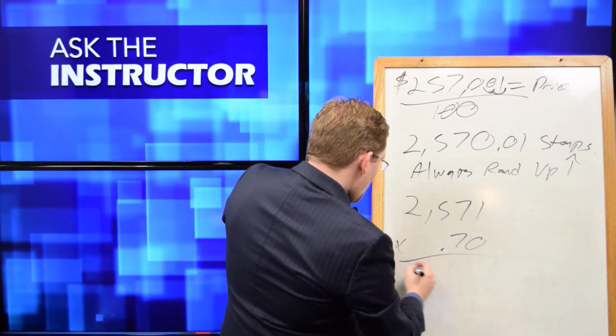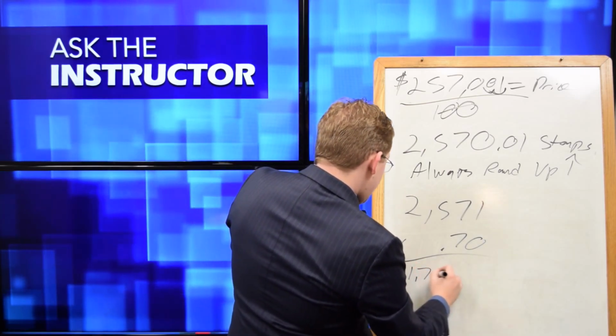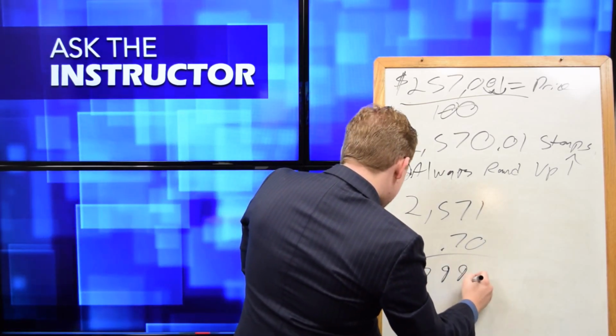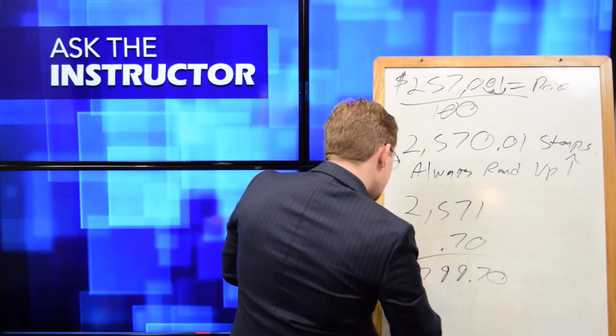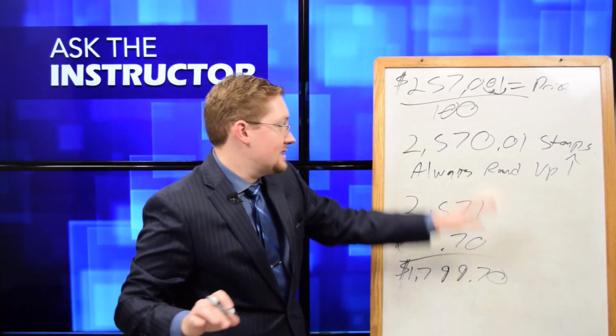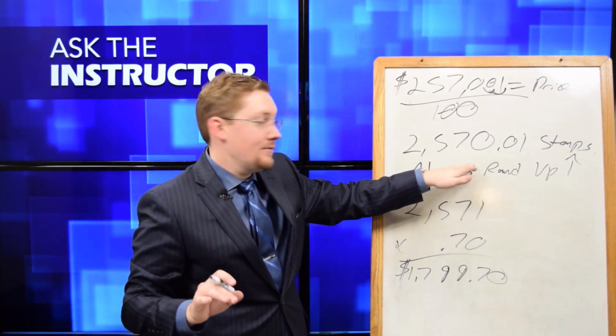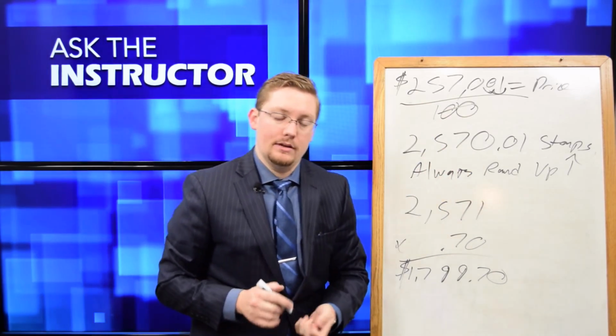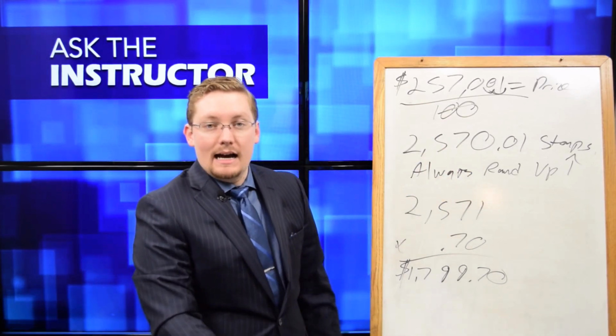So what that is, again, is $1,799.70, and that's going to be our total tax. Here it's okay to have a decimal. Here it is not. You can never have a decimal. You always have to round up. And that's going to be our doc stamp on the deed.